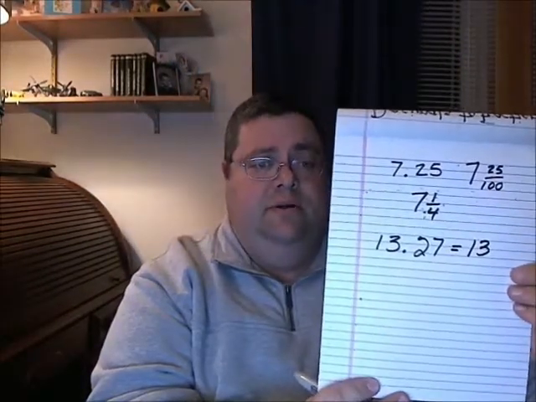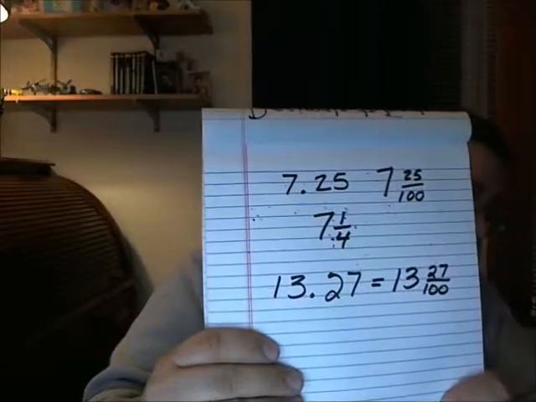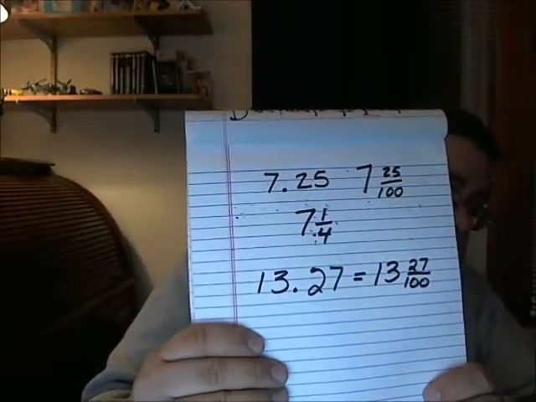So the first thing I always do is I bring over that whole number, 13. Now I'm ready to write my fraction. Again, say the decimal, 27 hundredths. 27 hundredths as a fraction would look like this: 13 and 27 hundredths. Is that what you got?